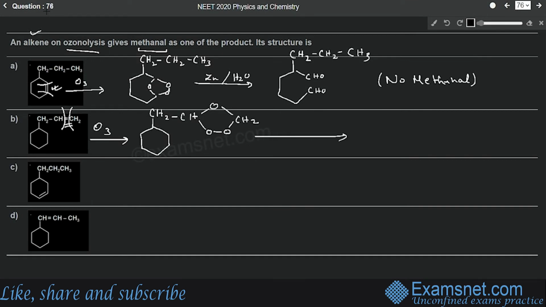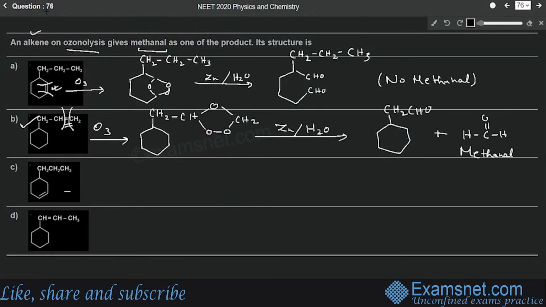Then again reaction with zinc and water, and then we'll get the final product which will be this one, CH2 CHO. So one aldehyde group here and the other this side, HC double bond O. So here we have got methanal as one of the products. So this is the correct answer, but still we'll perform the reaction of the other options as well.